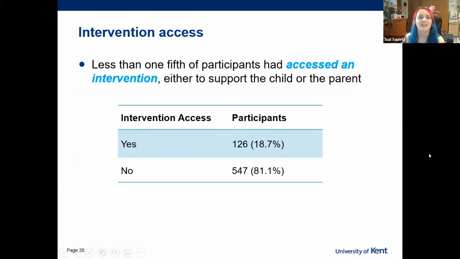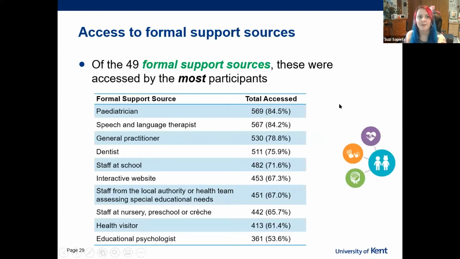In terms of access to early years support, we found that less than 1/5 of participants had accessed some form of intervention, either to support the child or the parent. And of those 49 formal support sources that were listed, these were the ones that were accessed by the most. So 84% access to paediatrician, 84% access speech and language therapist, 78% for general practitioner, and then 75% for staff at school, and then 71% for staff at school.